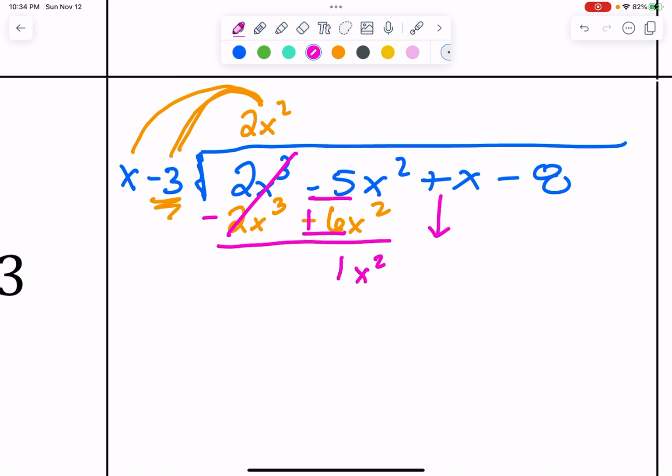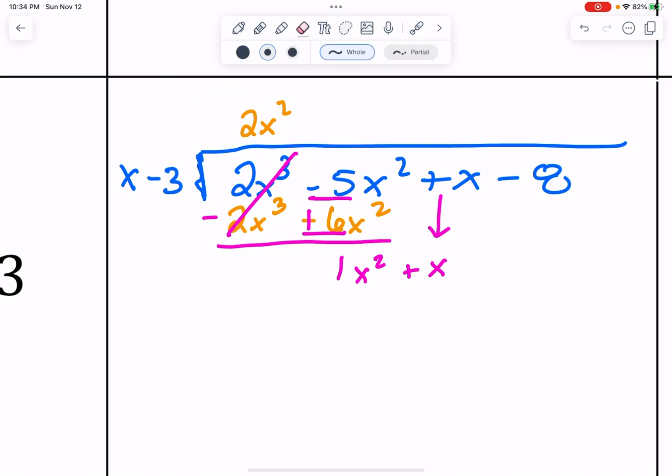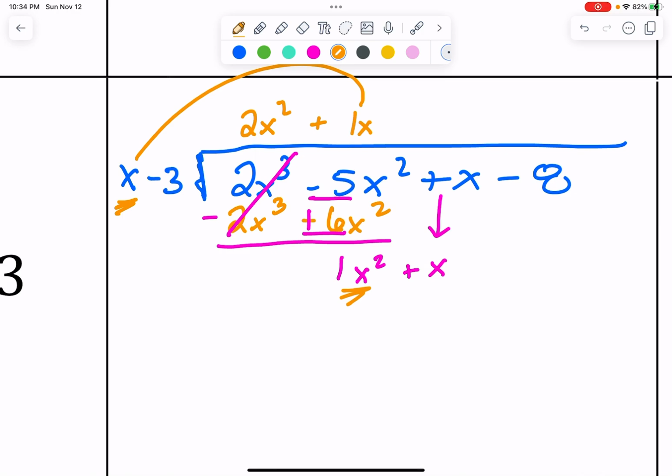And then we have to bring our plus x down, and we're going to start the process over again. So we say, what do we take times x to get 1x squared? You need a 1x, or just x. If you want to just put x, you don't have to have the 1. Multiplying back through, x times x is x squared. X times negative 3 is negative 3x.